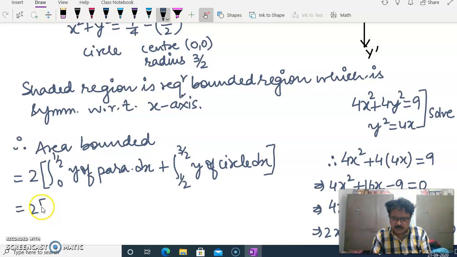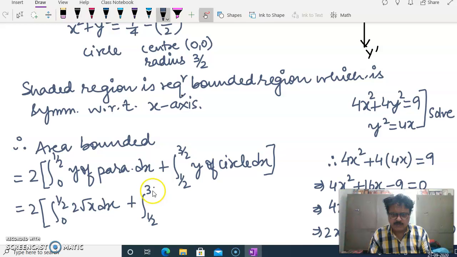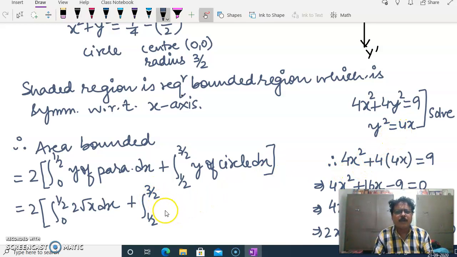ओके, नाउ व्हाट इज इट? It is 0 to half y of parabola is 2 root x dx. Am I right? Yes, we are right. Okay, plus 1 by 2 से लेके 3 by 2 तक y of circle, what it will be? Root 9 by 4 minus x square dx. 9 by 4 is 3 by 2 का square.